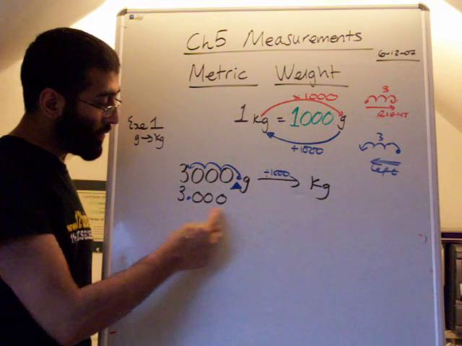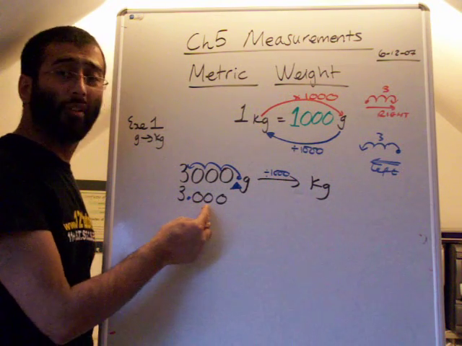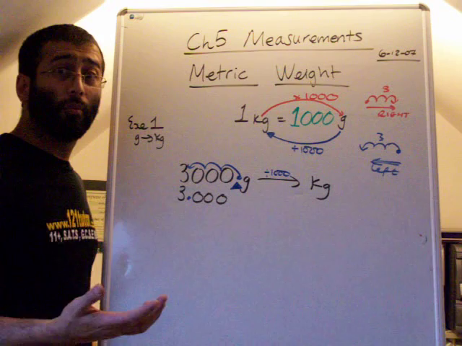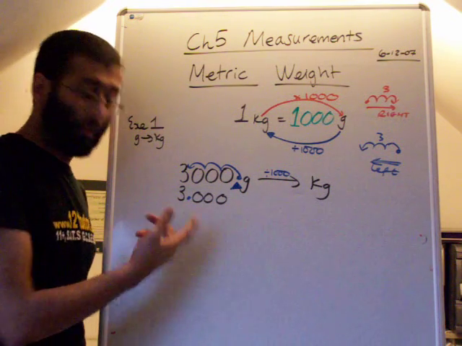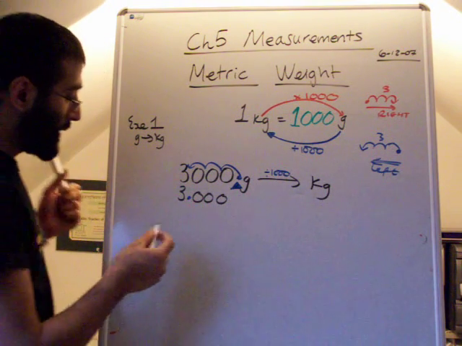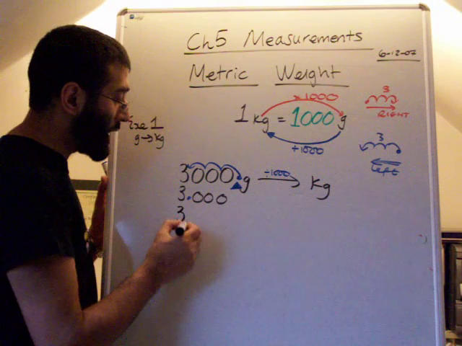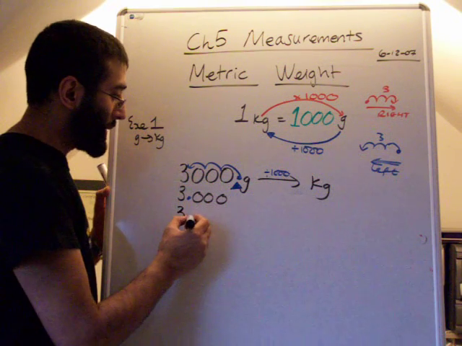This is telling me that you have no tenths, no hundredths, and no thousandths. So what do you have? You just have 3, and that's what we write down. So the final answer is going to be 3 kilograms.